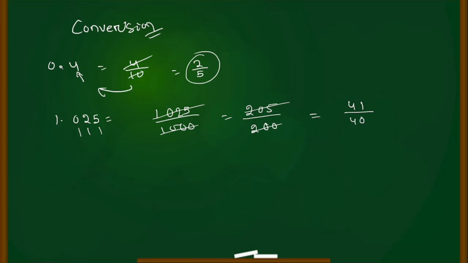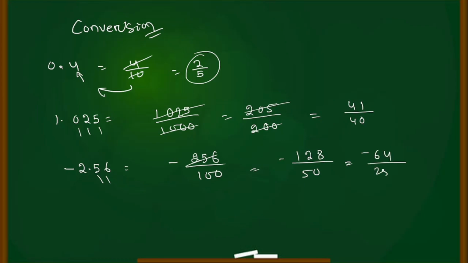Next, minus 2.56, how to solve? That is minus 256, first write the number divided by, after the decimal 2 digits, that is 100. Now cancel with 2: 2 times 128 is 256, 2 times 50 is 100. Again cancel with 2: 2 times 64 is 128, 2 times 25 is 50. So the answer is minus 64 divided by 25.